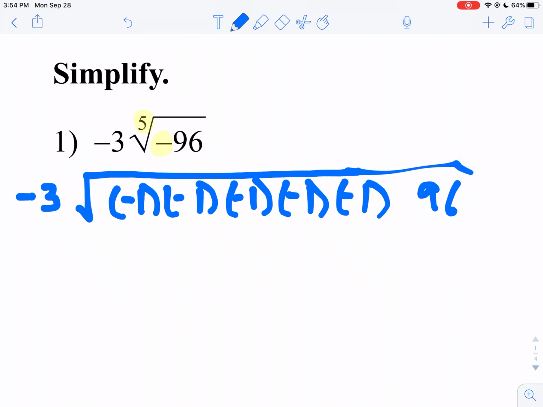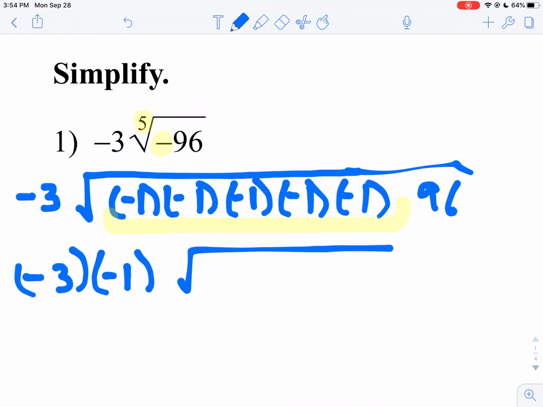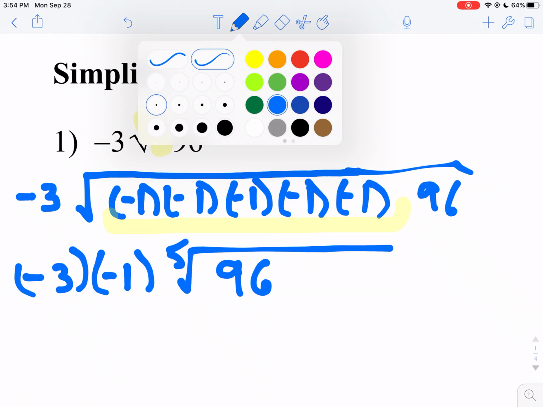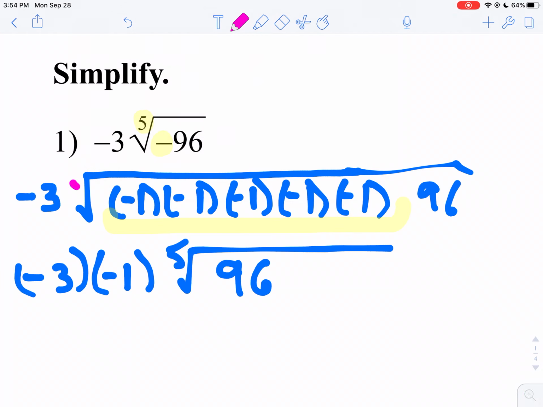So you know right away that you have 5 of a kind and you can take one of those out. If you take a negative 1 out, you will have a negative 3 times a negative 1. Notice I put them in parentheses. And then you have the fifth root of 96. And I made a mistake here. I forgot to write my index. I gotta write it down.